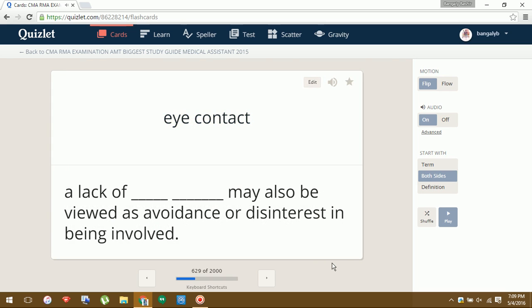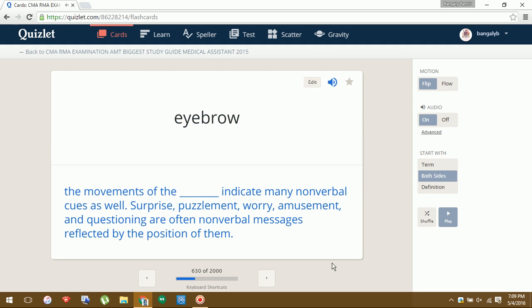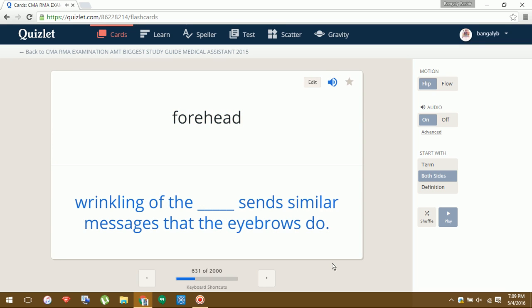Staring. Blank is dehumanizing and is often interpreted as an invasion of privacy. Eye contact. A lack of blank may also be viewed as avoidance or disinterest in being involved. Eyebrow. The movements of the blank indicate many nonverbal cues as well. Surprise, puzzlement, worry, amusement, and questioning are often nonverbal messages reflected by the position of them. Forehead. Wrinkling of the blank sends similar messages that the eyebrows do.